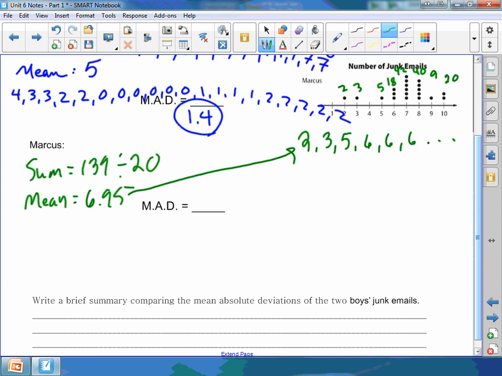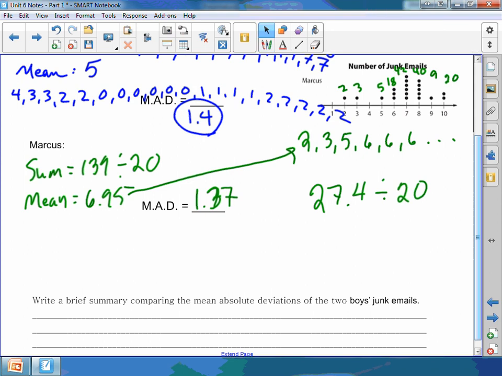What is it? 27.4? I added wrong. Is that what you all got then? Divided by 20, what is it? 1.37? Oops, 1.37. Okay.